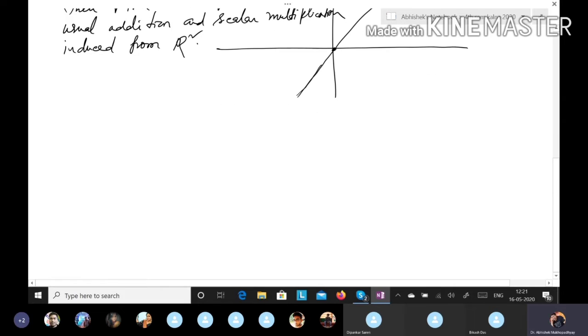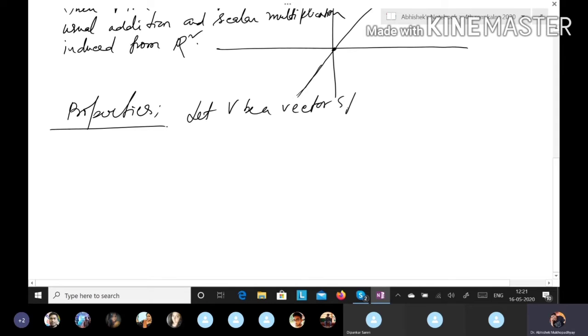Now we shall list off some simple facts which follow almost immediately from the definition of a vector space. These facts are important, although it is not very hard to prove them. So what are the properties? First of all, we need to consider a vector space. Let V be a vector space over the field F.